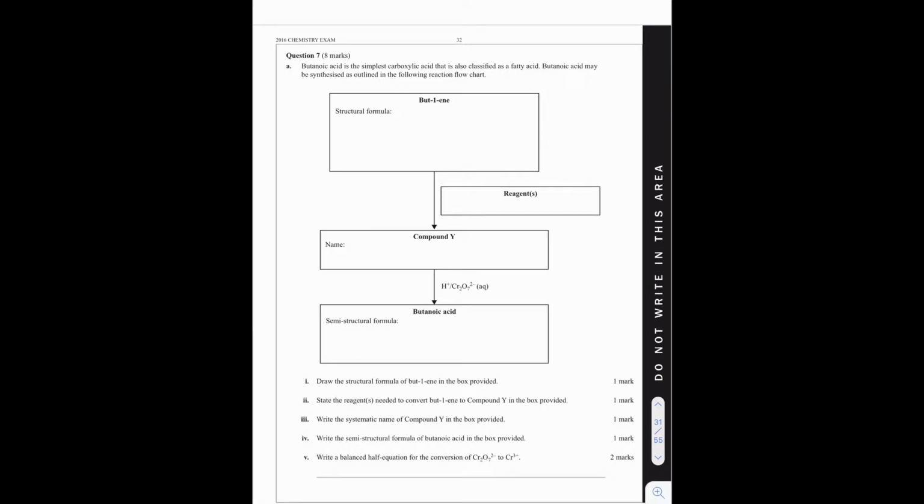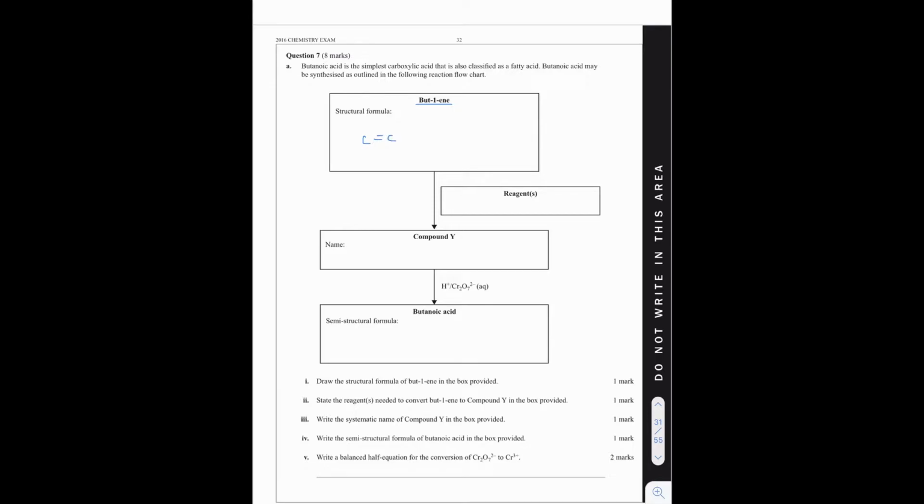Butanoic acid is the simplest carboxylic acid that is also classified as a fatty acid. Butanoic acid may be synthesized as outlined in the following reaction flowchart. Now we can see as a first hint here that we've got but-1-ene, which means we're starting off with an alkene. And I can see straight away, without needing to read all the parts of the question, that they want a structural formula for this. So I can start drawing the structural formula.